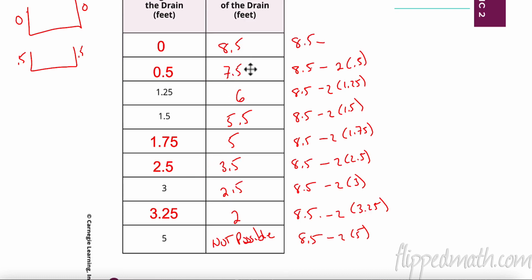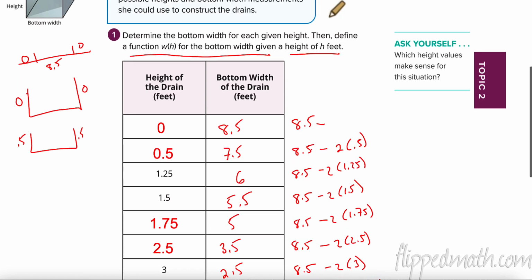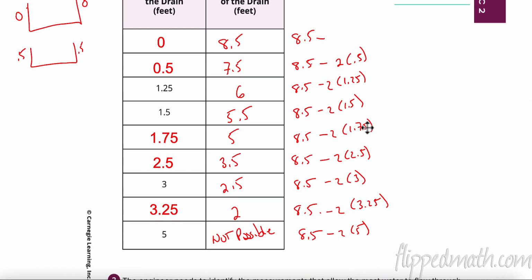Great, so I got 8.5, 7.5, 6, 5.5, 5, 3.5, 2.5, 2, and not possible. All right, one of the questions at the beginning said, write a function for the bottom width given the height h. So if you look at this, all throughout here, our height was this in the parentheses, right? And it changed. It varied every time. So if our height is h, we would plug that in over here: 8.5 minus 2 times h. That right there is going to be the width of the drain.